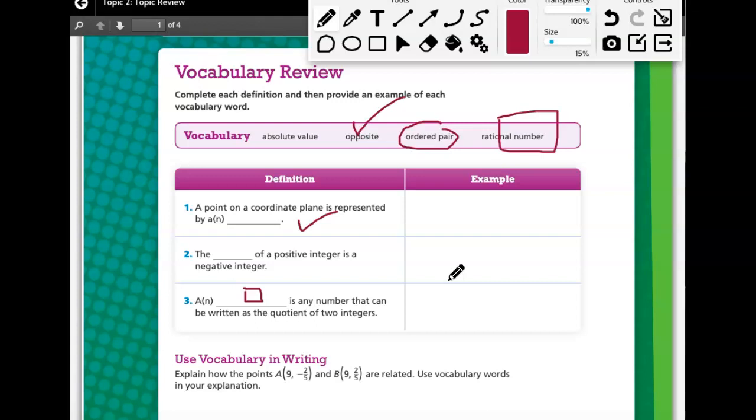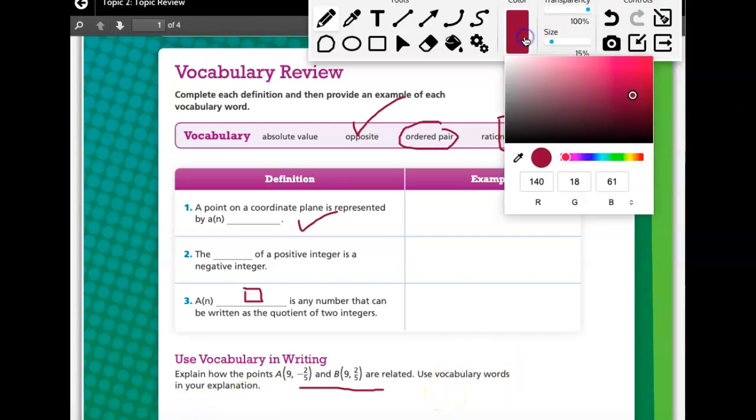All right, let's look at this last part. Explain how the points A and B, where A is at (9, -2/5) and B is at (9, 2/5), are related. Use the vocabulary words in your explanation. How are they related to each other? Or is there any relationship?